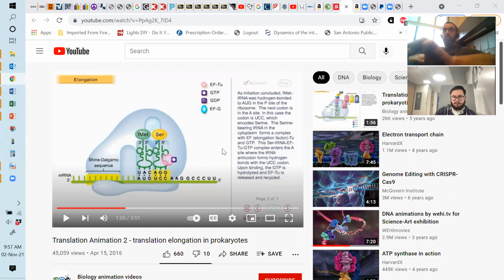And then second, we need to form a peptide bond between those two amino acids. And that is all done by this peptidyl synthetase, I think it's called.